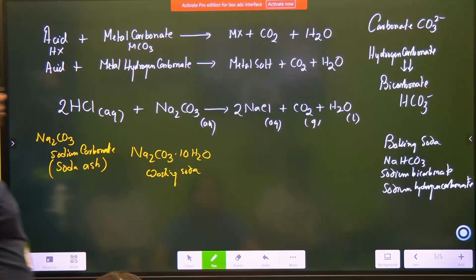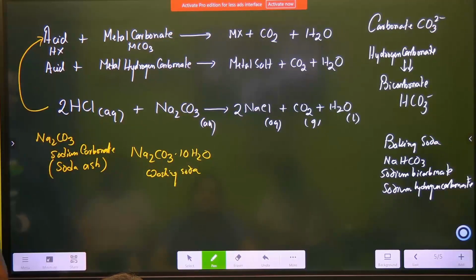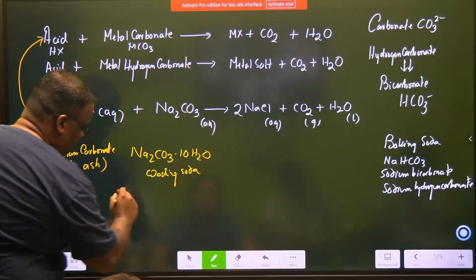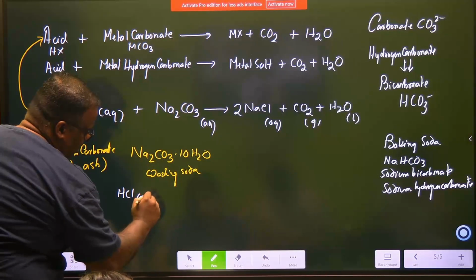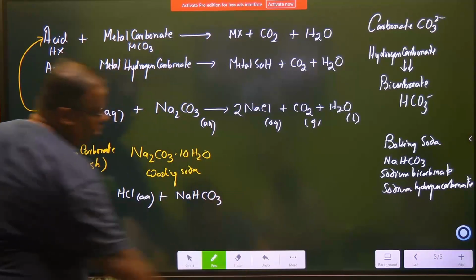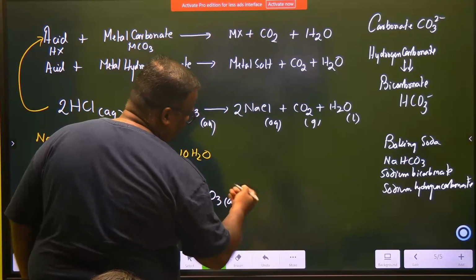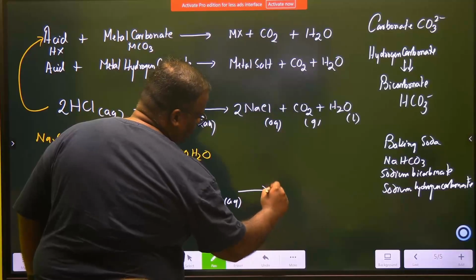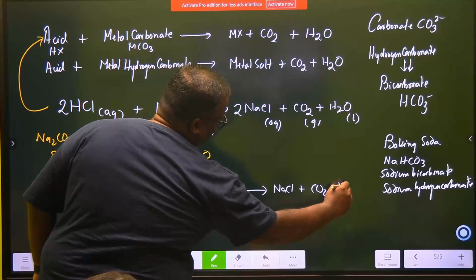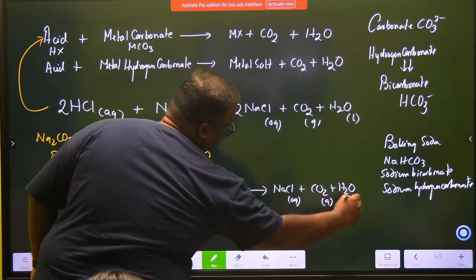Okay? So let's see this reaction now. The next reaction. This was, children, the first reaction. The second reaction would be acid HCl aqueous reacts with sodium hydrogen carbonate, NaHCO3, aqueous, or this can be solid also. It will give you again NaCl plus CO2 plus H2O, aqueous. This one is gas and this one is liquid.